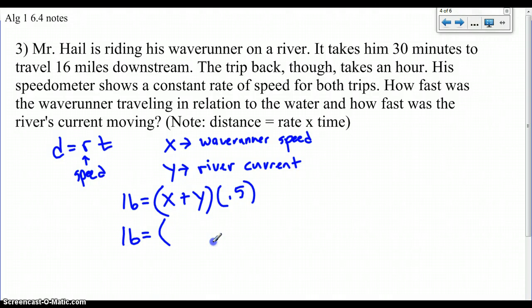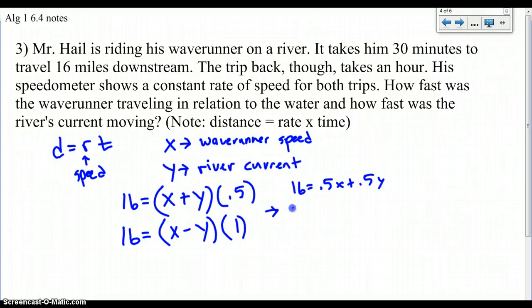Now here's where we have to think about this. This time we're going against the current, so we would go x minus y, and this time the trip takes 1 hour. Okay, I'm going to go ahead and simplify these two equations. 16 equals 0.5x plus 0.5y, and 16 equals x minus y. What I'm going to do is multiply the first equation by 2 and rewrite it down here. So 32 equals x plus y.